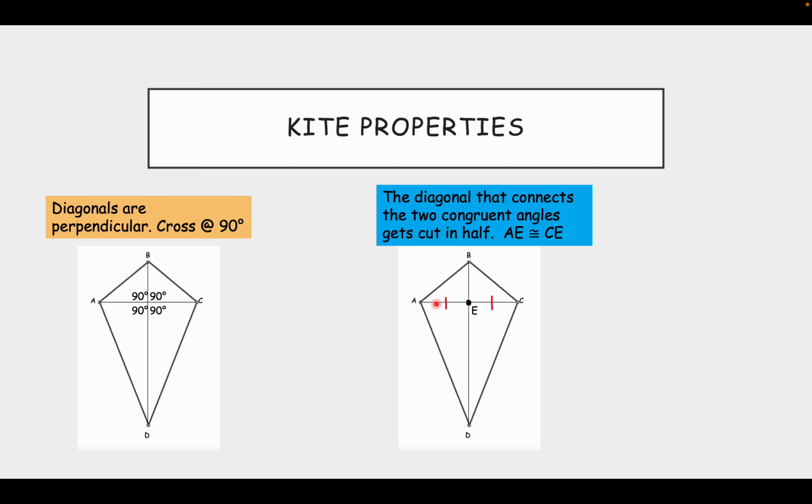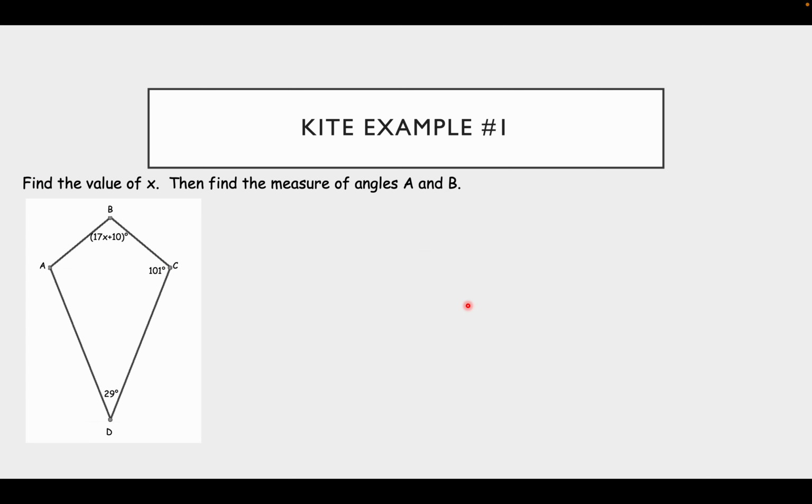The segment that connects those congruent angles from A to C gets cut in half, so the distance from AE is equal to the distance from CE. Let's look at example 1 here. Find the value of x, then find the measure of angles A and B.